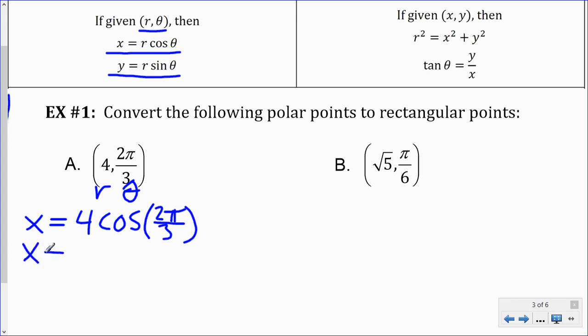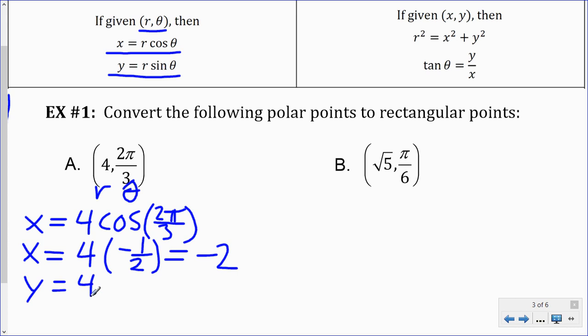Okay, well remember, cosine at 2 pi over 3 is negative 1/2. So then if I multiply 4 times negative 1/2, I get negative 2. Okay, and then I know that my y coordinate is going to equal r, which is 4, times sine of theta. So times sine of 2 pi over 3.